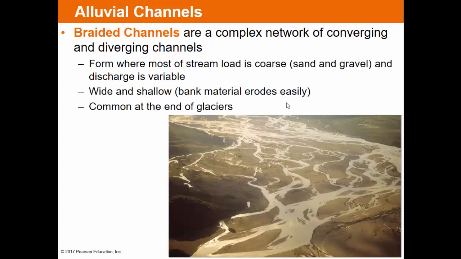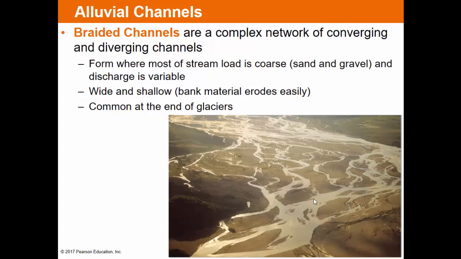Now, they're a complex network of converging and diverging channels. You can see them all going in and out here. They basically form where the stream load is larger, your sands and gravels. And, importantly, the discharge is variable. At periods of high discharge, a lot of water moving, that sand and gravel move downstream.